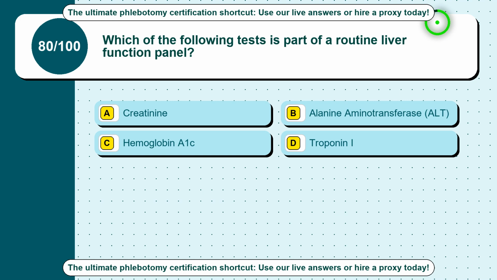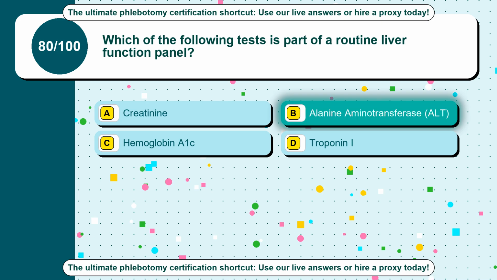Question 80. Which of the following tests is part of a routine liver function panel? Option A. Creatinine. Option B. Alanine aminotransferase, ALT. Option C. Hemoglobin A1c. Option D. Troponin I. The correct answer is option B.